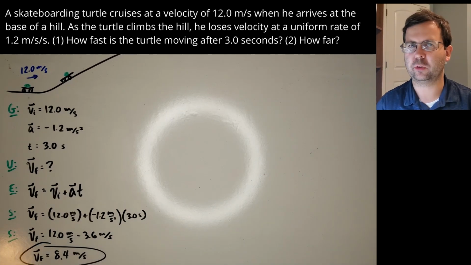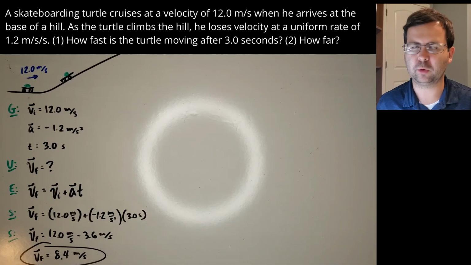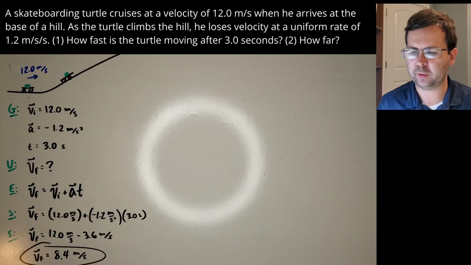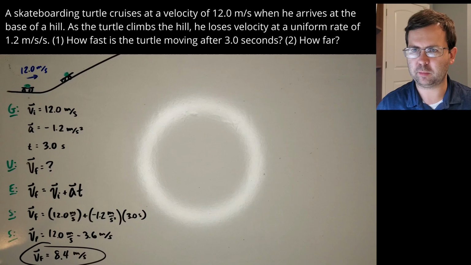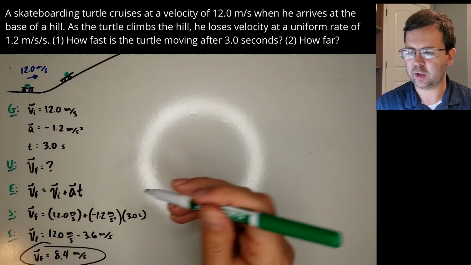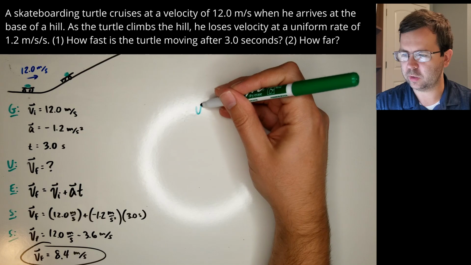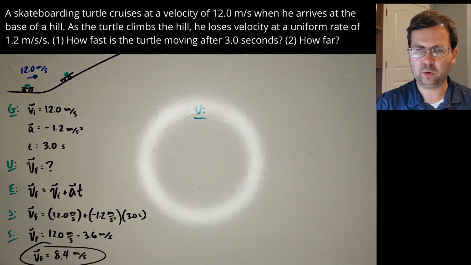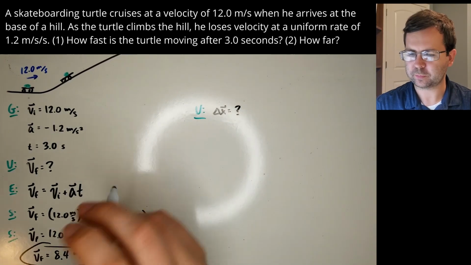That tells us how fast the turtle is traveling after it starts slowing down, going up the hill. It's still moving forward, still got some positive speed, but it will continue to slow down as it goes up the hill. Question 2 says, how far does the turtle go in 3.0 seconds? We still have the same given information, and we're using the same amount of time, so I'm not going to rewrite all of the givens again. I'm just going to write a new unknown over here: how far does the turtle travel?